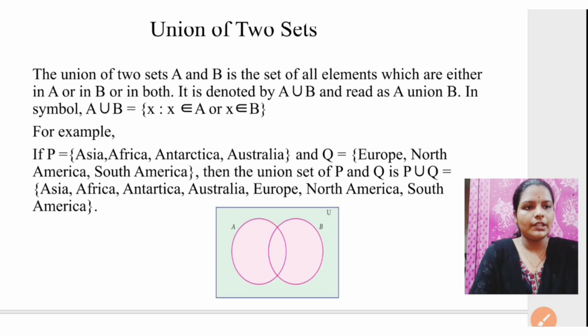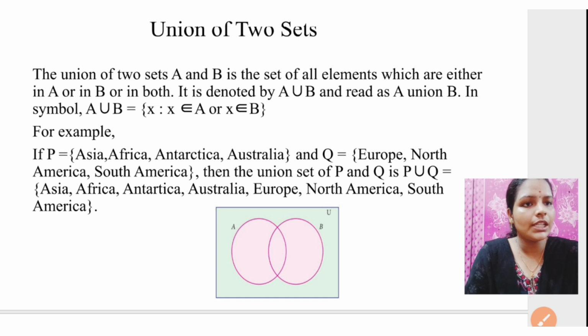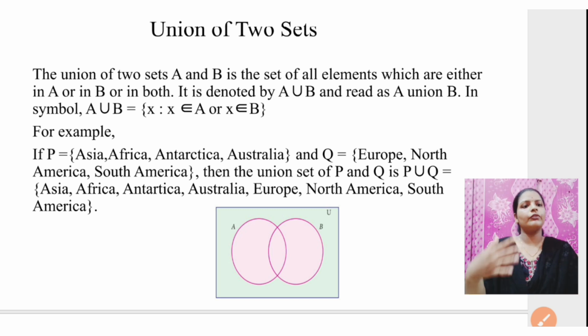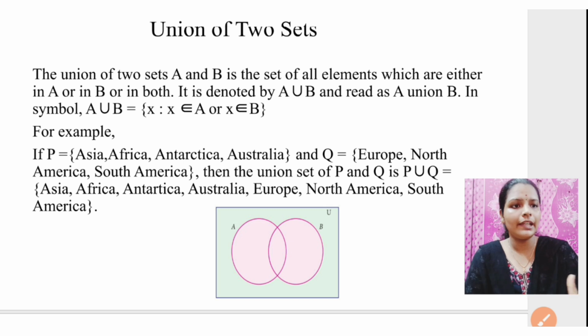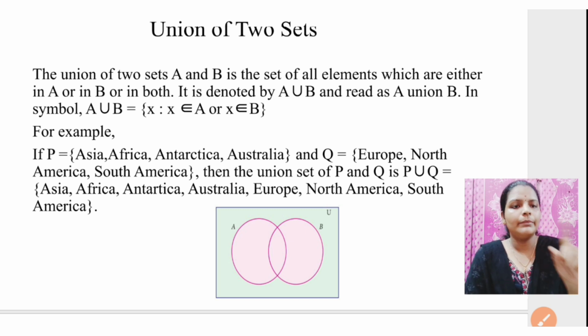Union of two sets. The union of two sets A and B is the set of all elements which are either in A or in B or in both. Union means we combine all the elements of the sets together. That is the simplest way to say union. It is denoted by A, the U symbol, and B, and we read it as A union B.